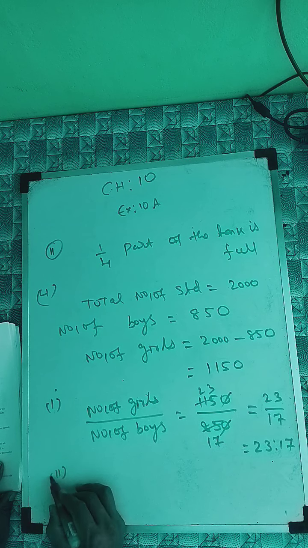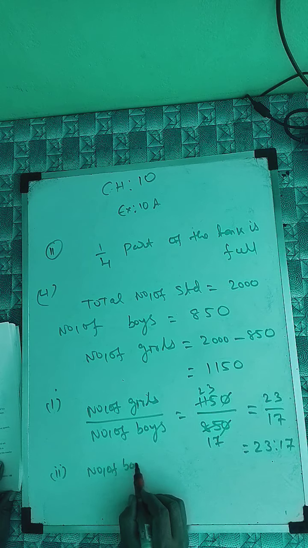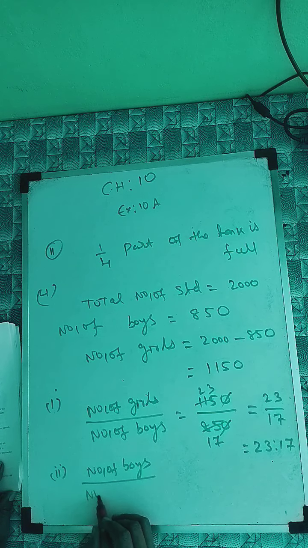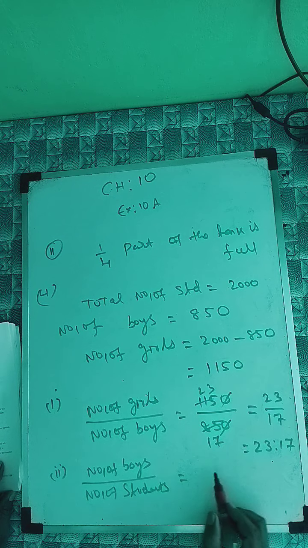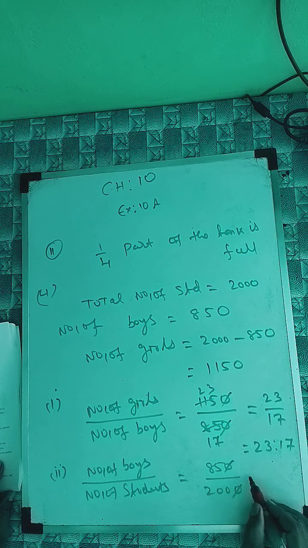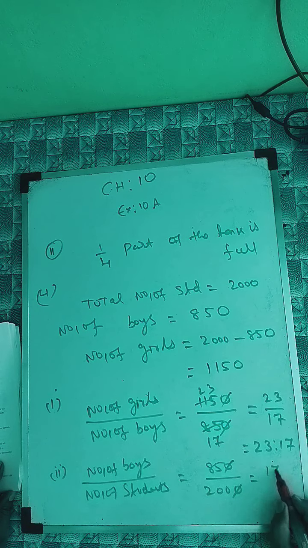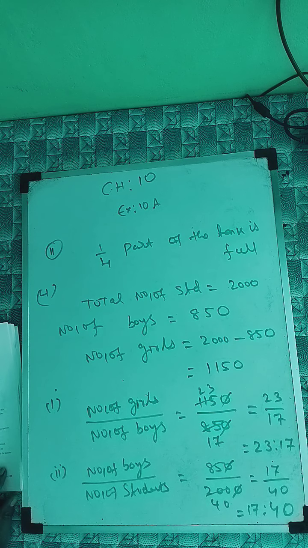And the second question: number of boys to the number of students. So number of boys by number of students. Okay, so the number of boys is 850 and the total number of students is 2000. So here the zeros will cancel, and we cut by 5: 170, and here cut by 5, 4 fives are 20, and zero, so 40. So the answer is 17 is to 40. So that's the ratio.